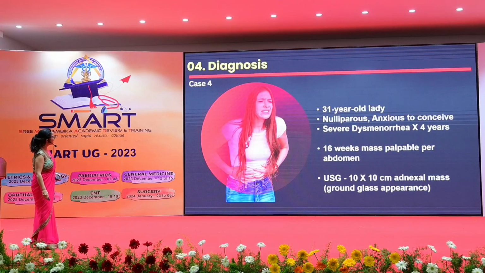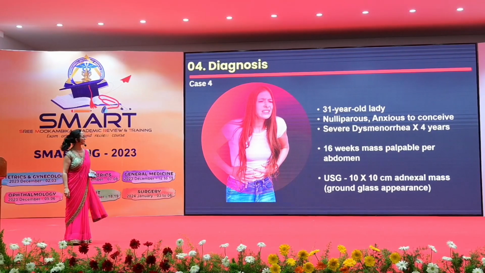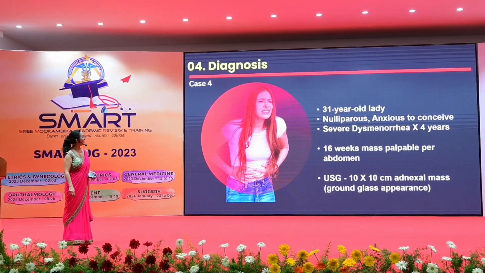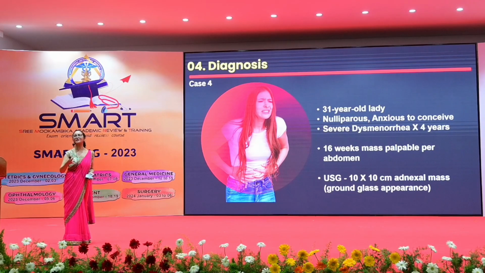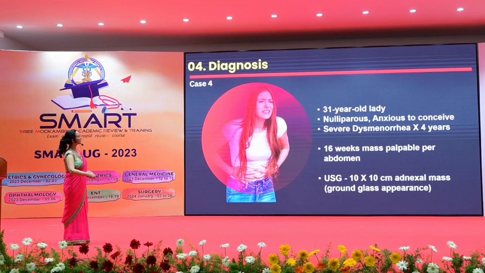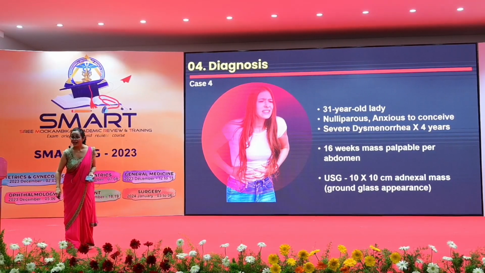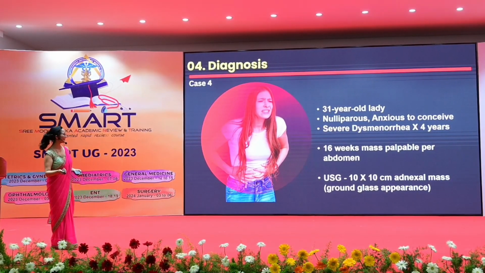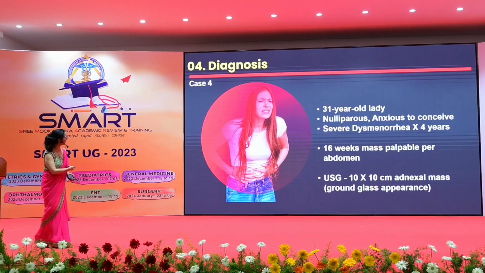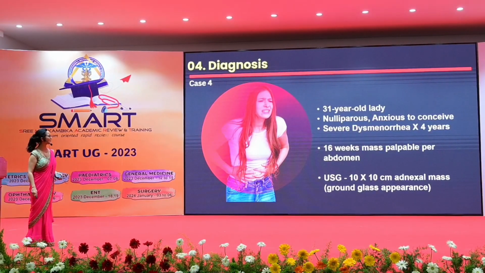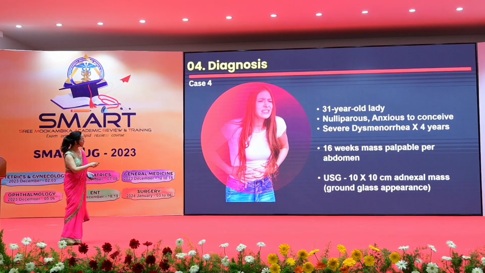Next case, maybe the last case: 31-year-old lady, again nulliparous, anxious to conceive, presenting with severe dysmenorrhea for 4 years, 16 weeks mass palpable abdominally, and it is an immobile fixed mass. I'll give you extra points from ma'am's case. It is an immobile fixed, big 16 weeks mass, which is palpable abdominally, nulliparous, dysmenorrhea. Diagnosis? Endometriosis. You are experts. We can finish this one program. You are learning everything. Okay, so the same ultrasound shows a 10 by 10 centimeter cyst with ground glass appearance.